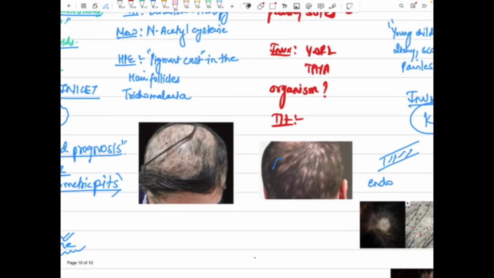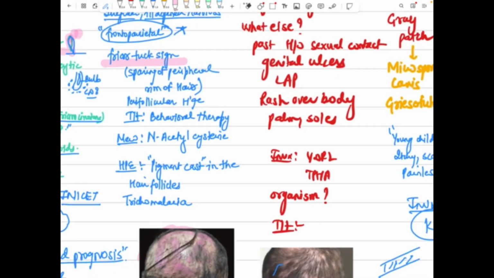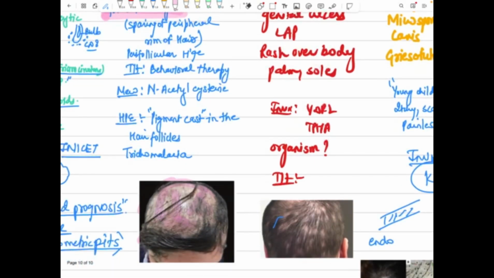Can you see? The hairs are not equal. Some are longer, some are shorter, thicker, and all those things are there. And if you see this peripheral rim of the hair remaining, rest of all of it is gone. This is known as what sign? This is known as Friar Tuck sign. This was a cartoon who had only a peripheral rim of the hair, right? And what do you see? If you do dermoscopy, we see perifollicular hemorrhage and many more features are there. You need not know. What is the treatment of choice?